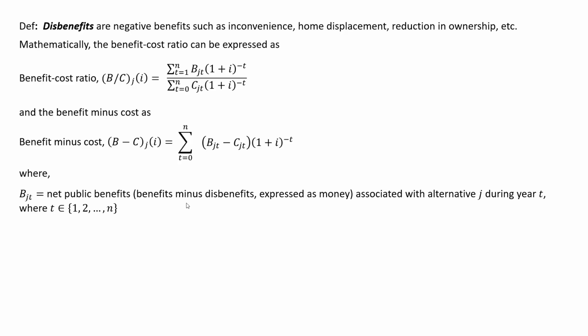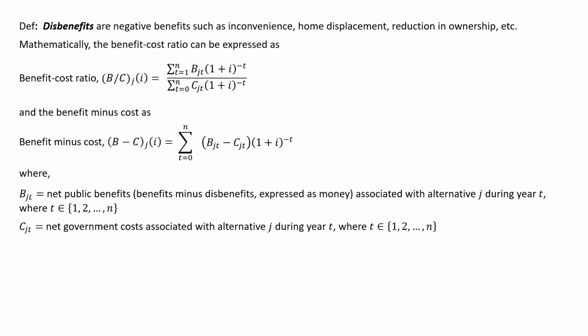Okay, where these are the net public benefits. Net public benefits, that is benefits minus disbenefits expressed as money associated with alternative j during year t, where t takes on any value between 1 through n, 1, 2, 3, 4, all the way up to n. And these are the net government costs associated with alternative j during year t, like I was saying. And i is the appropriate interest or discount rate, and n is the length of the planning horizon. How long is this bridge going to last according to our plan? Where we'll have to think about repairs or something else, completely dismantling it and building a new bridge. That's the length of the planning horizon. How many years is that?